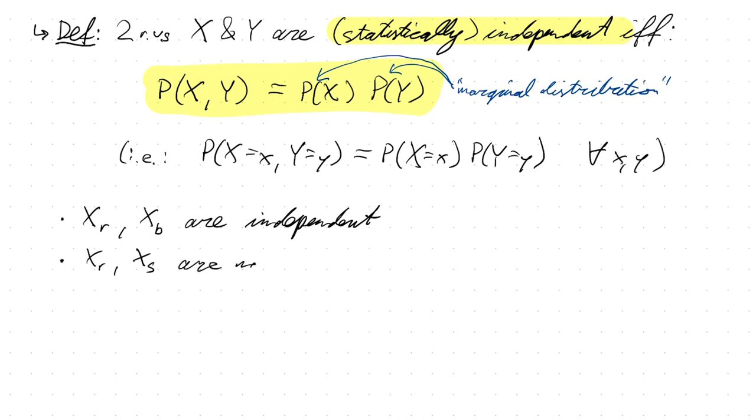They are not independent, which is kind of a double negative, but it's the usual way this is expressed. And the way to prove this is that you only have to find a single example where this equation is violated. So for example, if you take P of x red equals 1 and x sum equals 3, well, what is that probability?